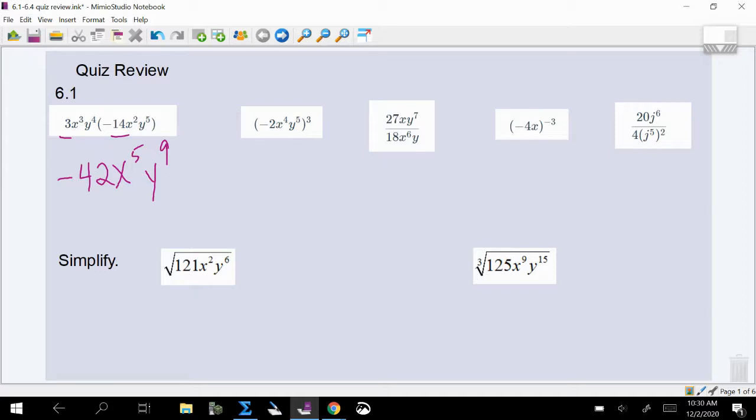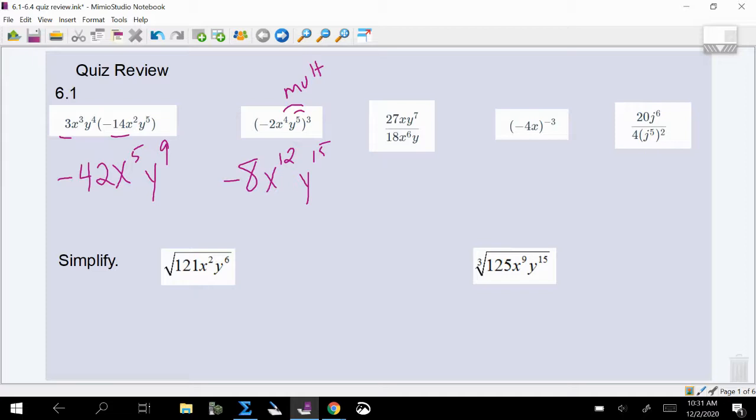Next one, we have to take negative 2 to the 3rd power. Again, you can use a calculator for that, or in your head, multiply negative 2 times negative 2 times negative 2. You get negative 8. And then for my exponents, I'm going to multiply my exponents since the power is being taken to another power. So we're going to have x to the 12th and y to the 15th.